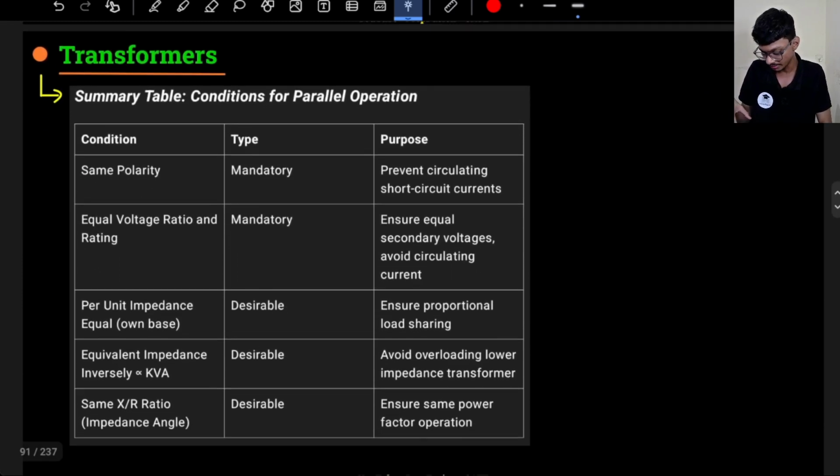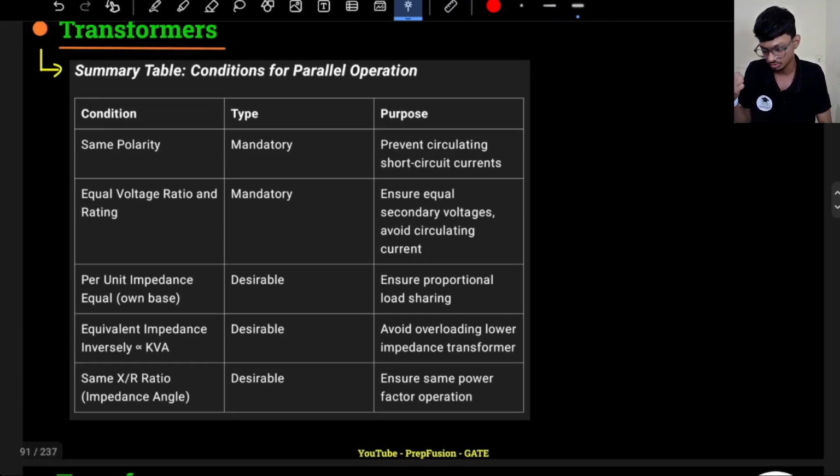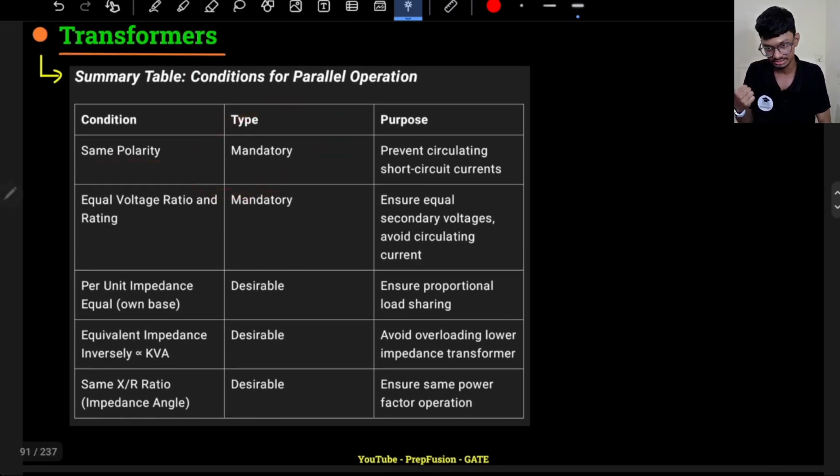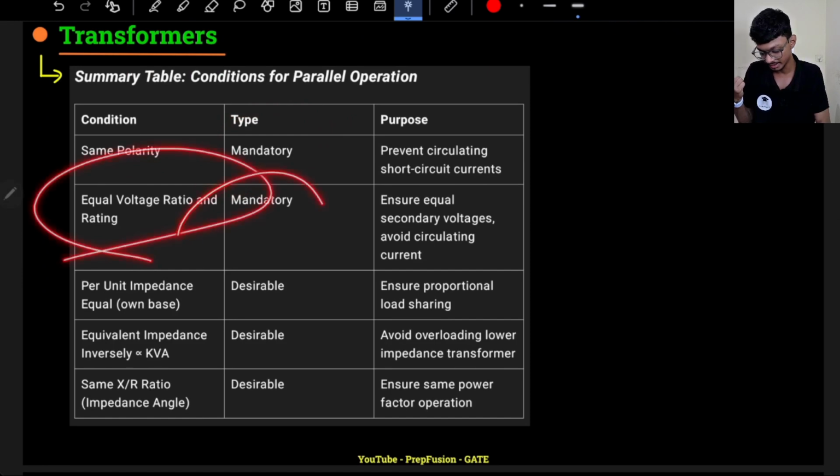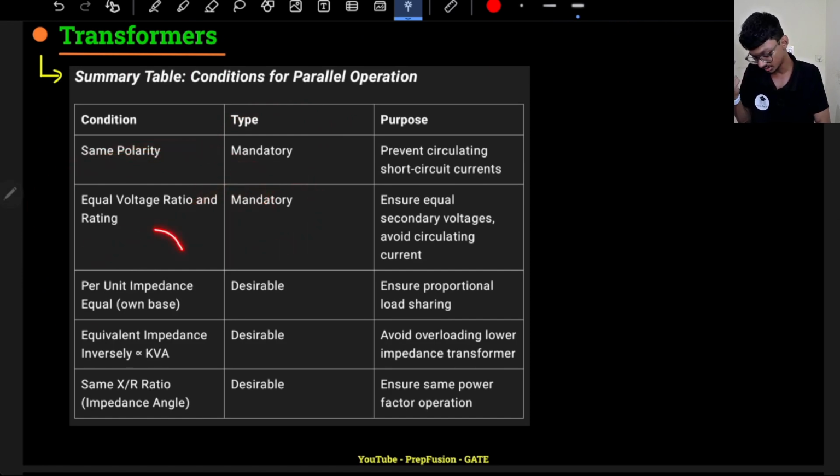So, summary of parallel operation. Same polarity is a mandatory condition, equal voltage ratio and rating is a mandatory condition, and per unit impedance depending on their own base is a desirable condition. We already know that equivalent impedance is proportional to the kVA, and same x by r ratio. If they have the same impedance angle, then their operating power factor will be the same, the theta angle will be the same, and the load will also be proportional.